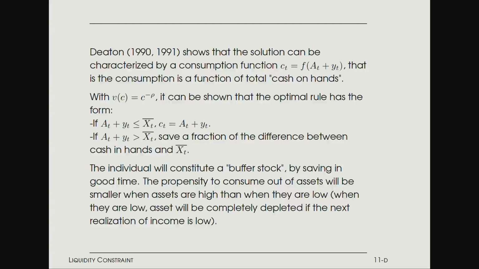So the propensity to consume out of your assets will be smaller when your assets are high than when they are low. And when they are low, eventually, when the assets are very low, you're going to deplete them completely if the next realization of income is low, and then you're going to end up with zero assets.